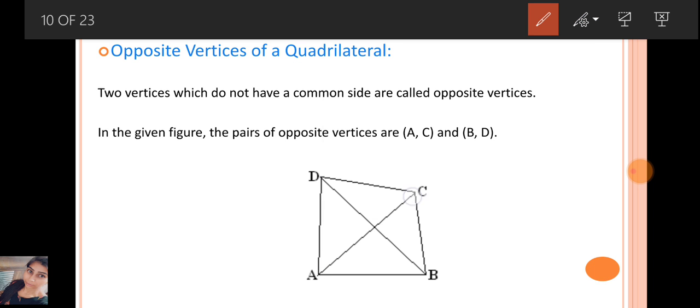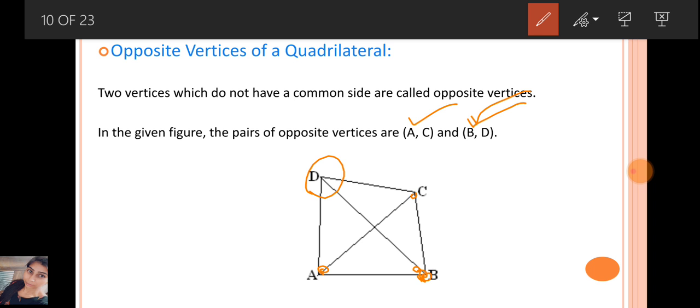So what else? A and B are the adjacent vertices. So we have to see which is not adjacent. C is not adjacent. That means AC is one pair of opposite vertices. Now let us check for B. B is adjacent with A, and B is also adjacent with C. So which is left? D. So B and D are also opposite vertices. So we have two pairs of opposite vertices, A and C, and B and D.